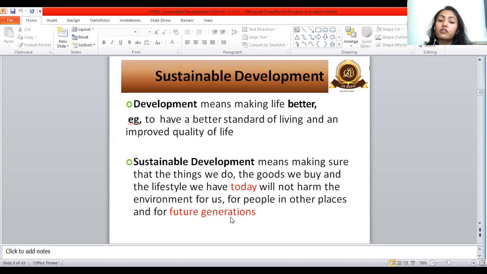That means the future generation should be able to satisfy their needs, but if I have depleted all the resources, they have the ability but still don't have resources, so they cannot meet their needs. So my concern should be limited use of resources, and the practices that I adopt should not adversely affect the people around me and the future generation. So this is about sustainable development.